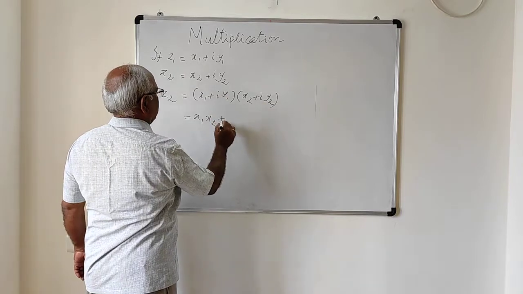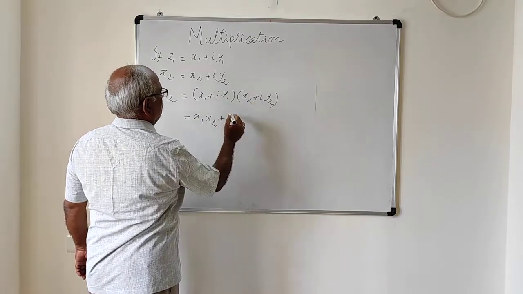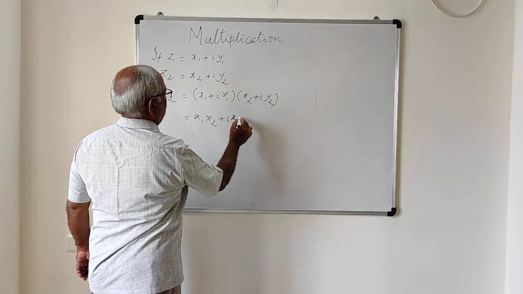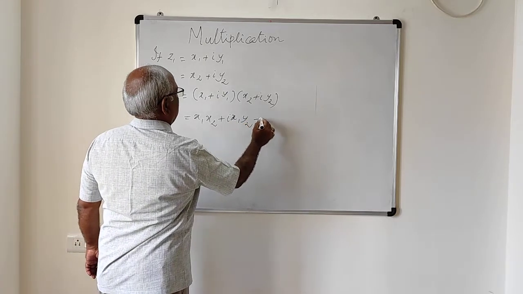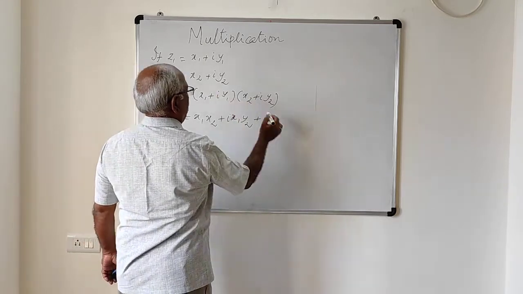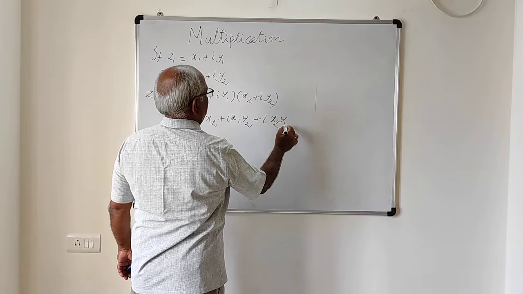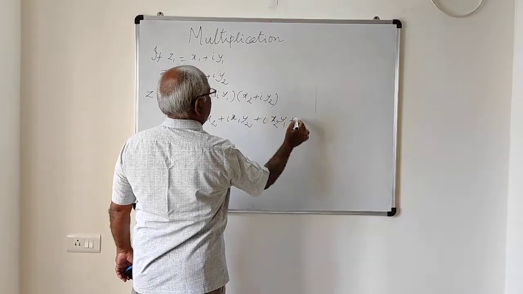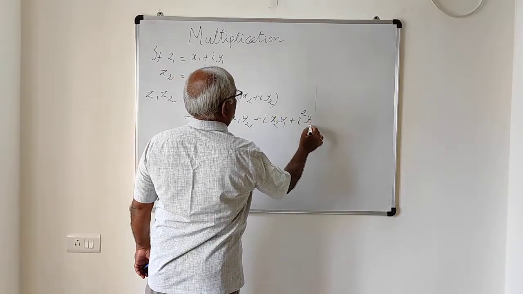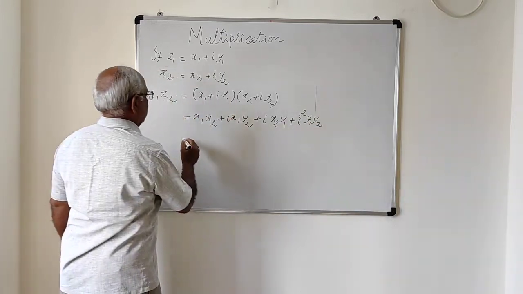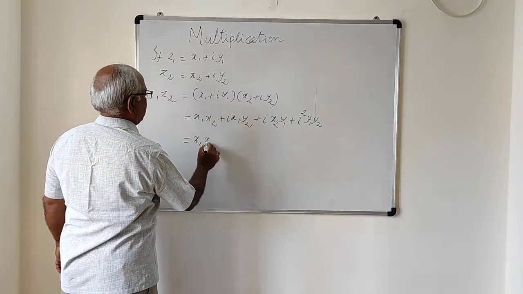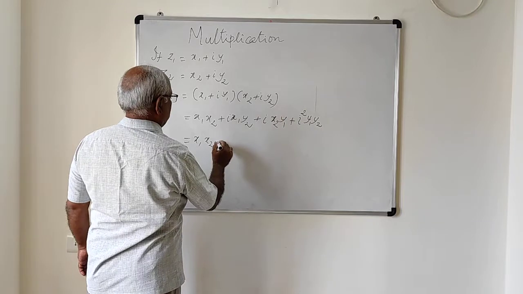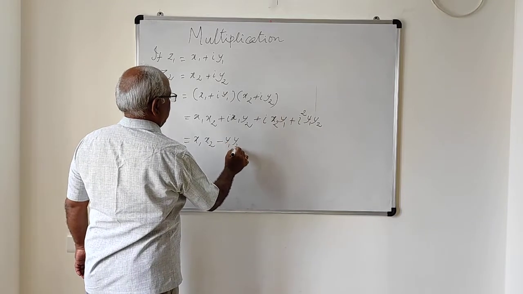x1 x2 plus i into x1 y2 plus i into x2 y1 plus i into i, that is i square, into y1 y2. This is x1 x2. i square is minus 1, so minus y1 y2.